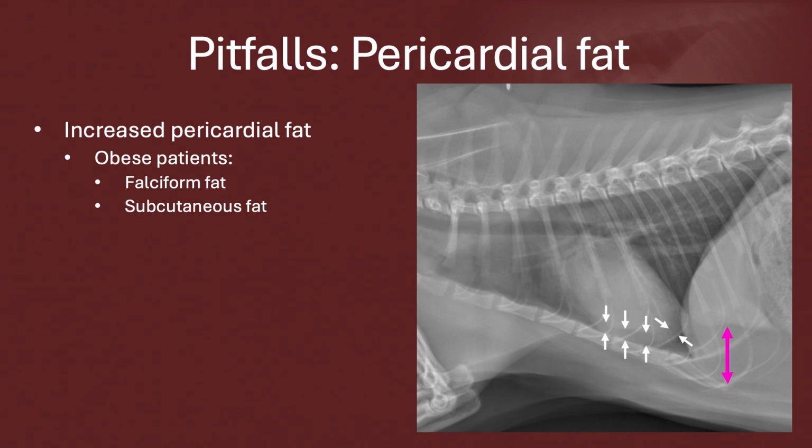Pitfalls for misinterpretation may include mistaking increased pericardial fat for cardiomegaly. This occurs most frequently in obese patients and should be differentiated by identifying fat opacity outlined by the white arrows, which is differentiated from the normal soft tissue opaque cardiac silhouette. As mentioned, this occurs most frequently in obese patients who often have increased subcutaneous, mediastinal, and falciform fat, as noted by the pink double-headed arrows.